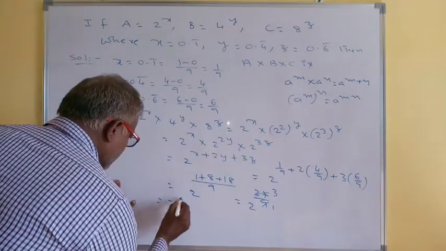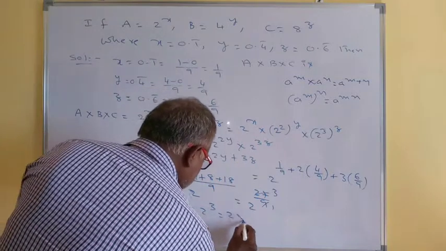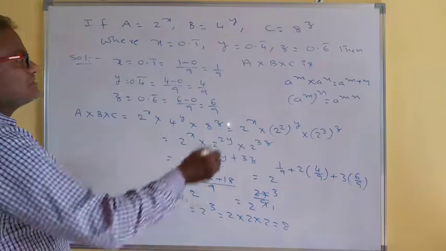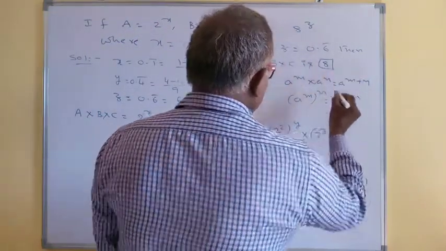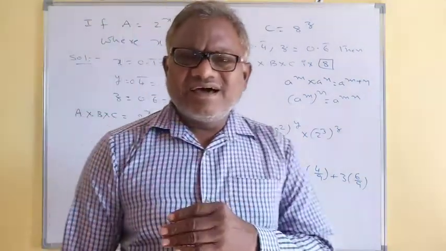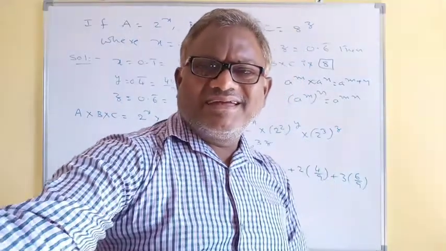That means 2 power 3 by 1 is equal to 2 cube. 2 cube means 2 into 2 into 2 gives us 8. So the value of a into b into c is 8. So this is the way to do such problems like this. Okay?